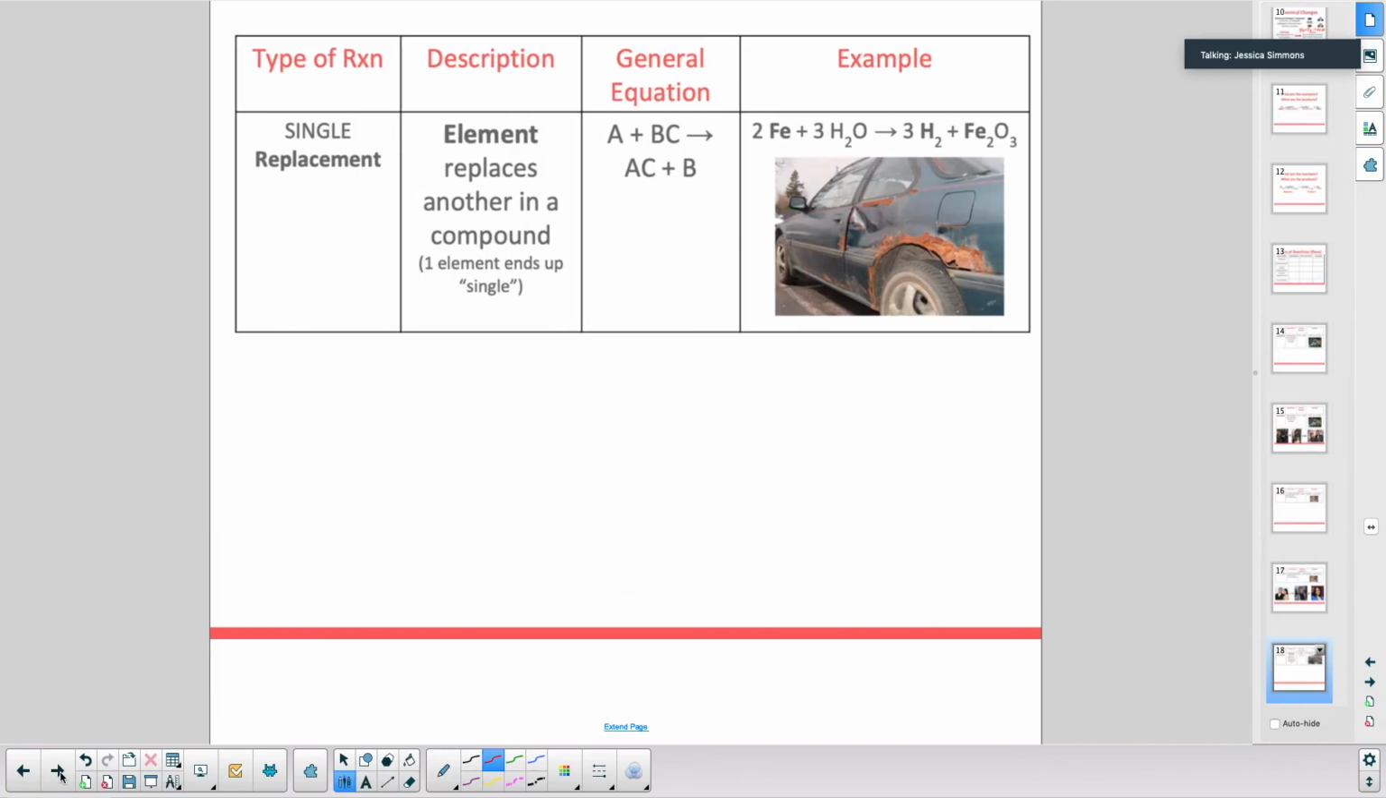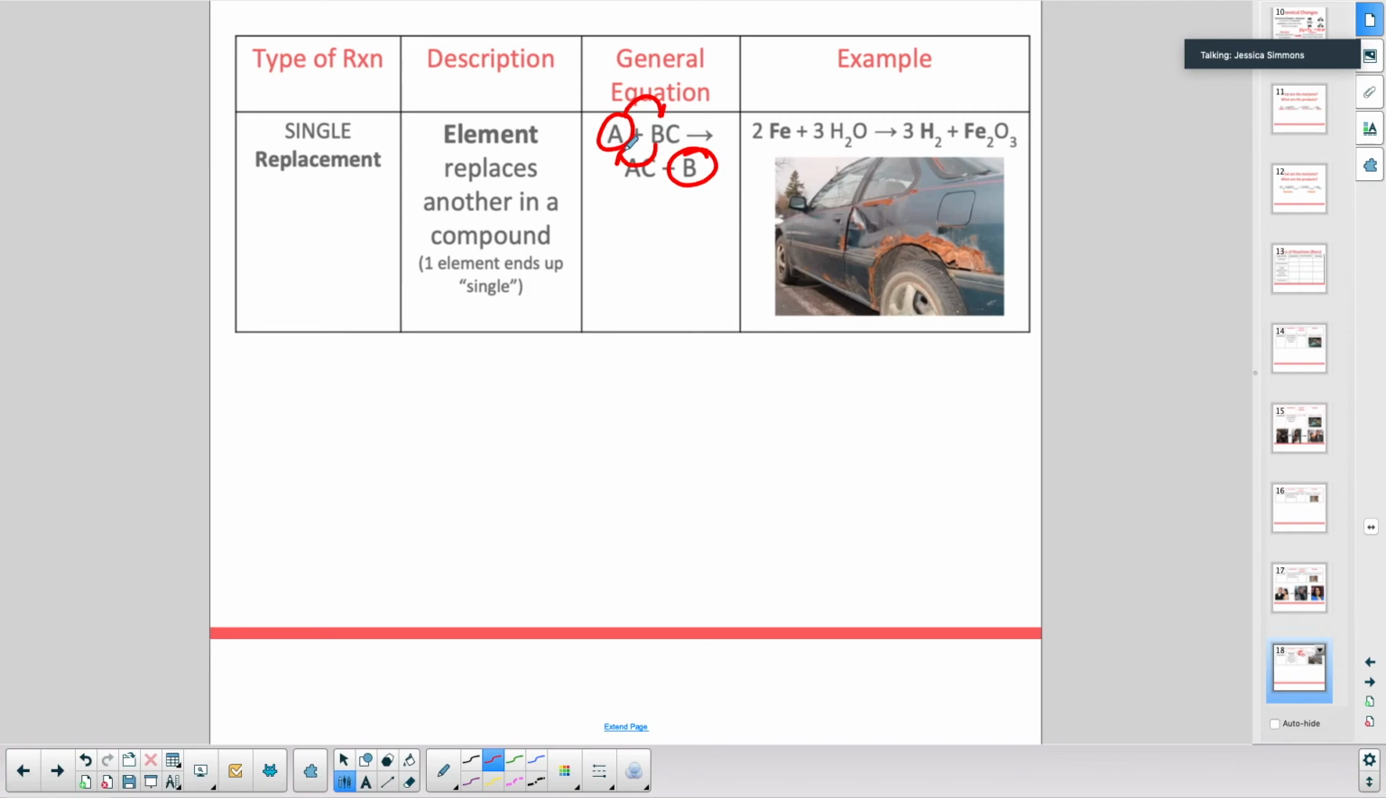All right. Single replacement. What do you think is going to happen? Don't just read to me what it says. Element replaces. What does replacement mean? One of the things is going to get switched out. Good job, Lily Kate. All right? So something's going to get replaced. But only one thing is going to get replaced. So they switch out, and something is left single. So if we look at our general equation here, A started single, and it comes in, and it switches with B and kicks it out, and now is replaced.